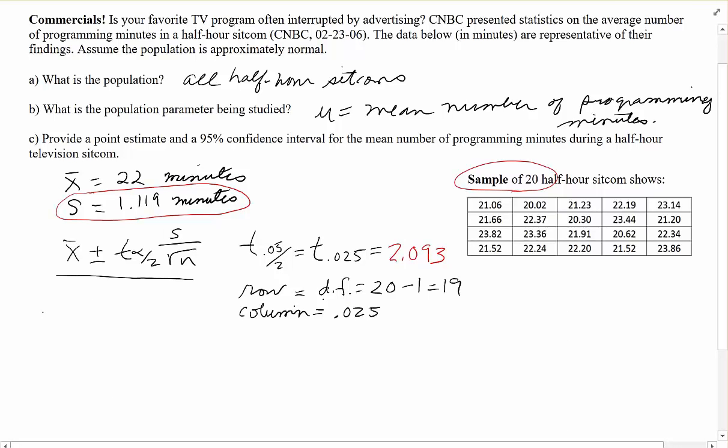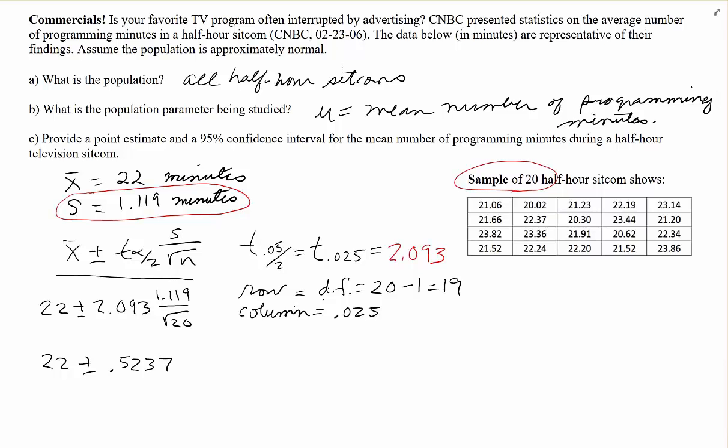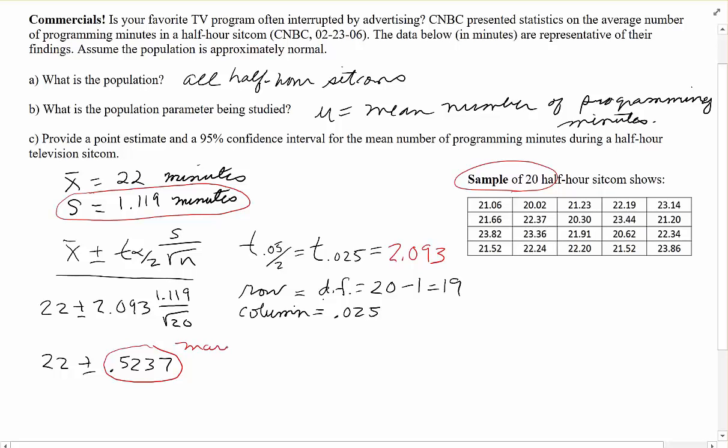So I would have 22 plus or minus 2.093 times 1.119 divided by the square root of 20. And that would be 22 plus or minus 0.5237. And 0.5237 then would be my margin of error.